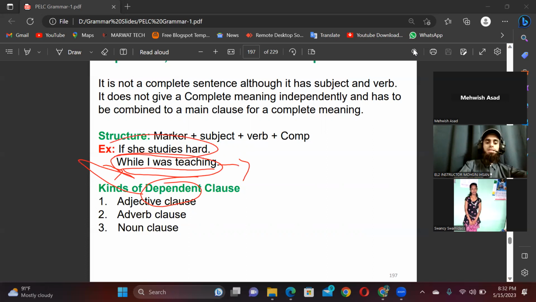If she studies hard, if she works hard, so what will happen? Again, if something arises in your mind by reading any statement, any sentence, that is called dependent. There must also be some other part of a sentence to complete its meaning. That is called dependent class.